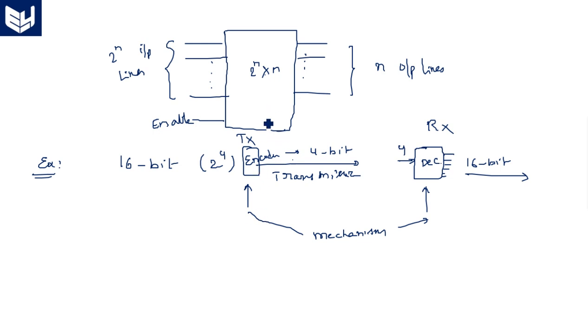Now let us consider a 4 to 2 encoder. Consider that n is equal to 2.